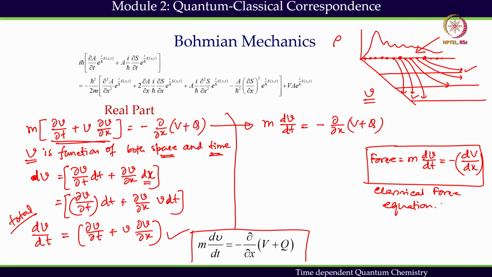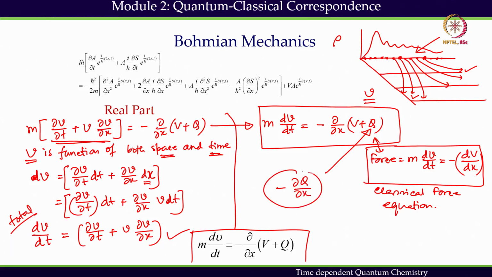And in Bohmian mechanics, what we get is this equation, which is very comparable, very close to the classical equation, except for the fact that I now have an additional term, which is q. So, it is not just the potential, there is another potential which is introduced, and this part is called quantum force, dq/dx. This part is called quantum force.